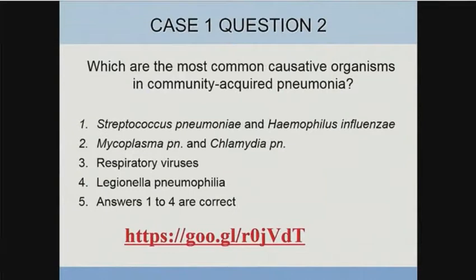Here's the next question, question number 2 for the same case. Which are the most common causative organisms in community-acquired pneumonia? Is it Streptococcus pneumoniae and Haemophilus, Mycoplasma and Chlamydia, respiratory viruses, Legionella, or are answers number 1 to 4 the correct ones? Please vote now.